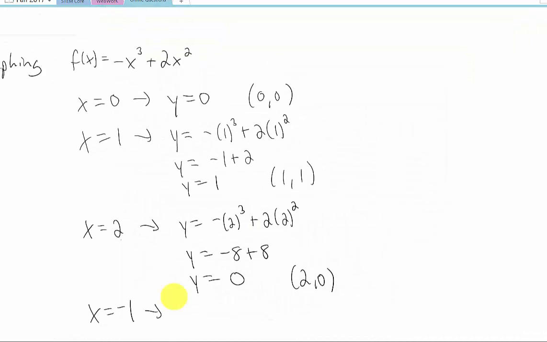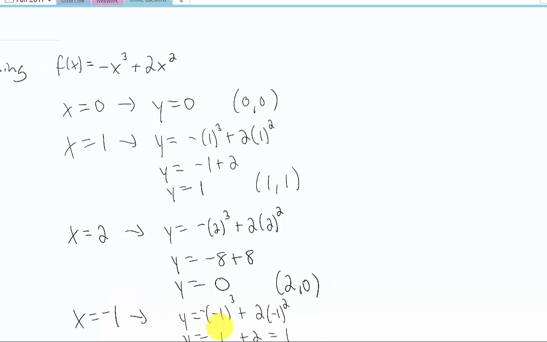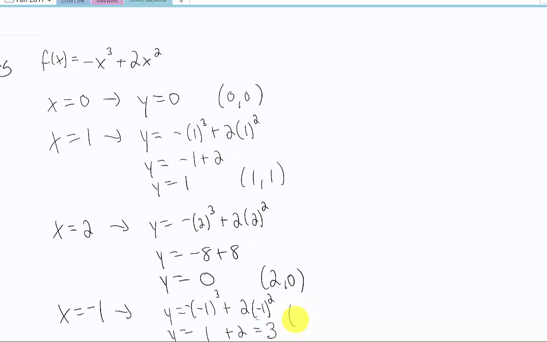I like to choose small numbers that are going to work out nicely. So I just picked x equals negative 1. You'll notice that you have negative 1 cubed, which is negative 1, but you have another negative out in front of that. So it turns into a positive 1 plus 2. That should add up to 3. So you should have a point negative 1, 3 as your fourth point.